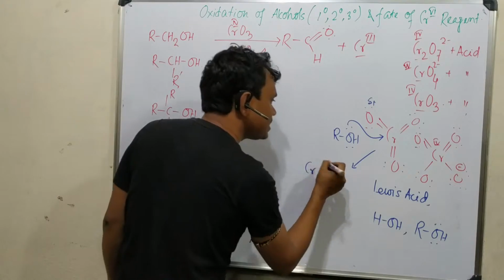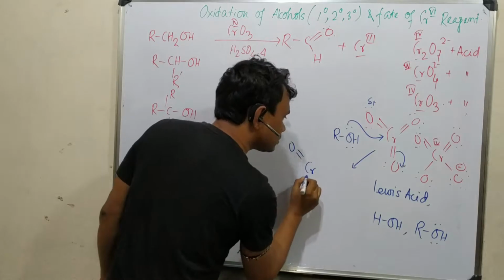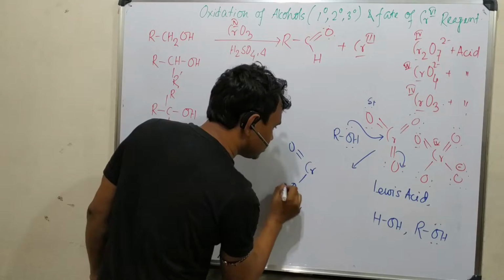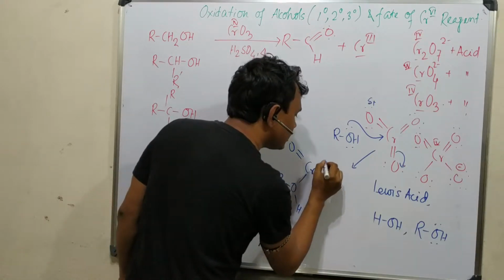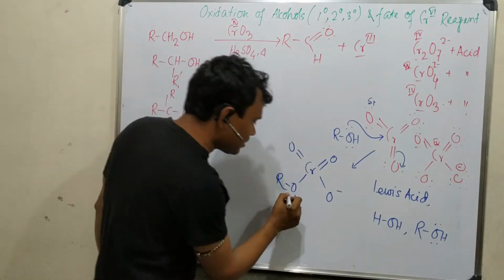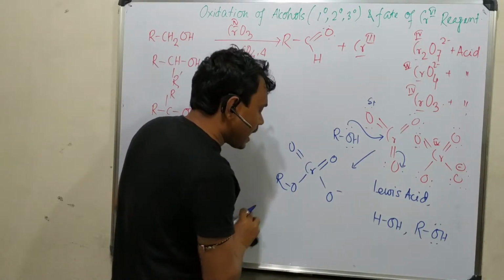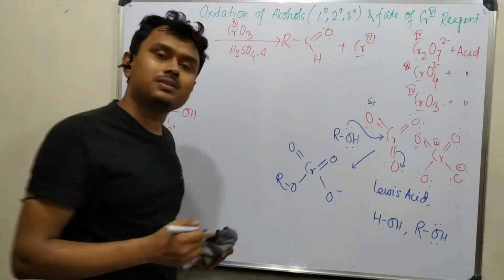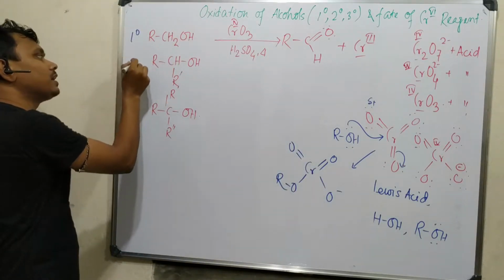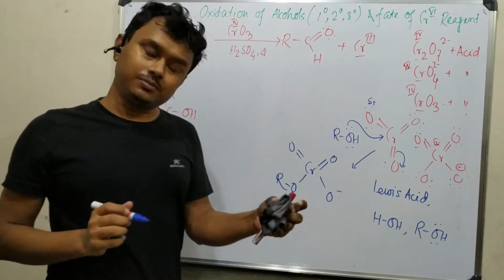So what does it produce? If the alcohol attacks, the Cr=O will open. Let me draw it clearly: R, C, double bond O, and you can see that this oxygen is now positive. So it will prefer to lose this proton, and ultimately this will be a chromate ester derivative. In every case, for primary, secondary, and tertiary alcohols, this is a common step. After that, the reaction changes.